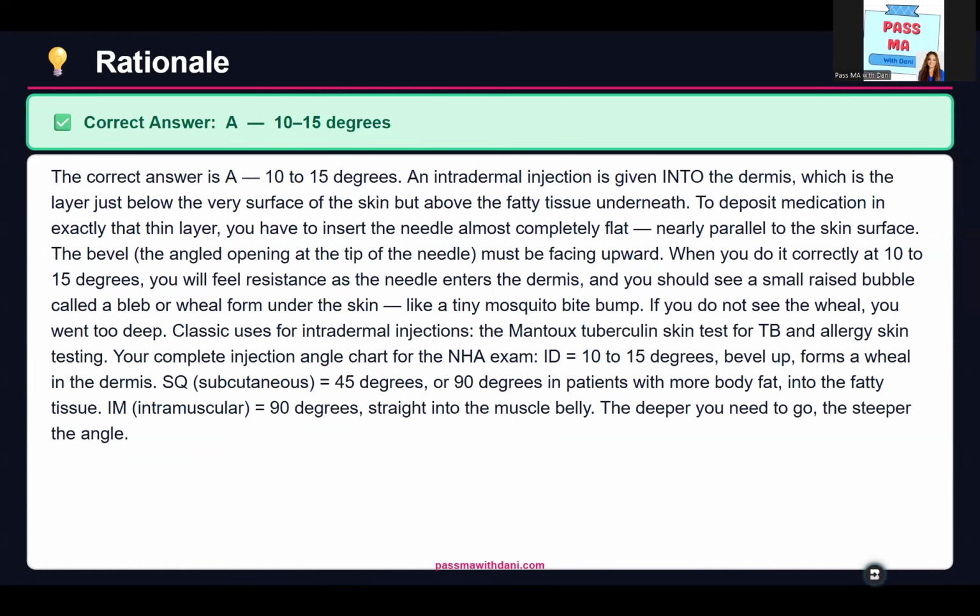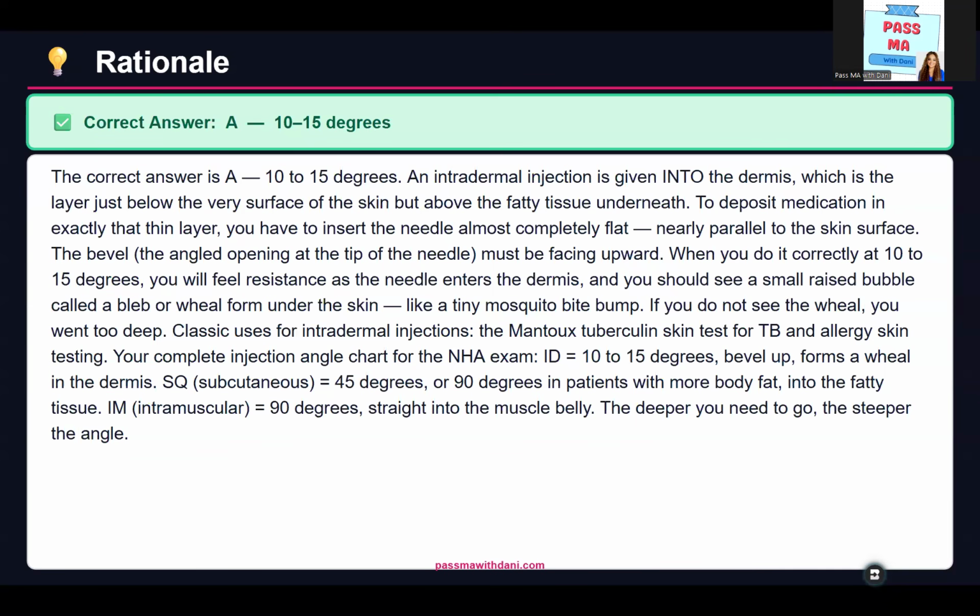Now, an intradermal injection is given into the dermis layer of the skin. This is the layer that's just below the very surface, okay? So to deposit medication into this thin layer, you insert the needle almost completely flat. It's parallel to the skin surface. Now, again, this is a 10 to 15 degree angle. And what we talked about earlier is if you're doing sub-Q or subcutaneous, that is going into the adipose tissue, in the fat. Okay, so that's going to be a 45-degree angle.